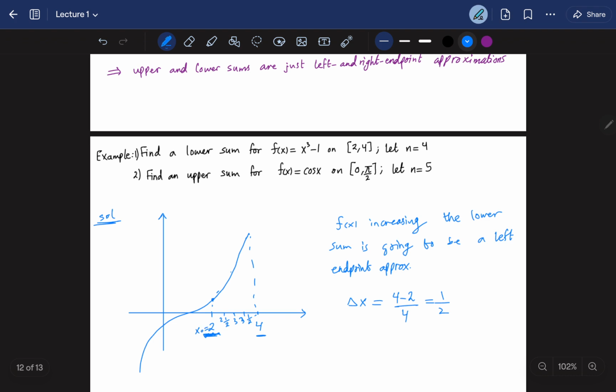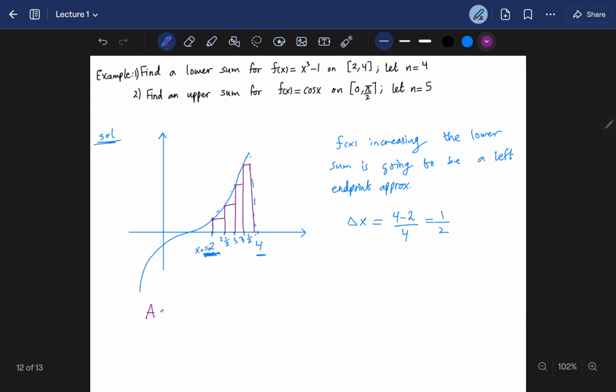So I'm just adding. And since we're doing a left endpoint approximation, I'm going to put vertical lines until I hit the graph, using the left endpoints, and then I'll just connect to create rectangles here. So I have these 4 rectangles that are going to approximate my area.